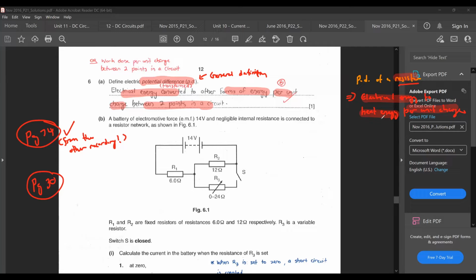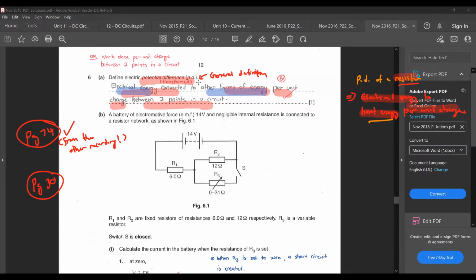But since your current question here didn't really mention what component it is for, they're just asking for PD in general, just give a general definition. You would just write electrical energy converted to other forms of energy per unit charge between 2 points in a circuit. That's all that you need to do. All right.